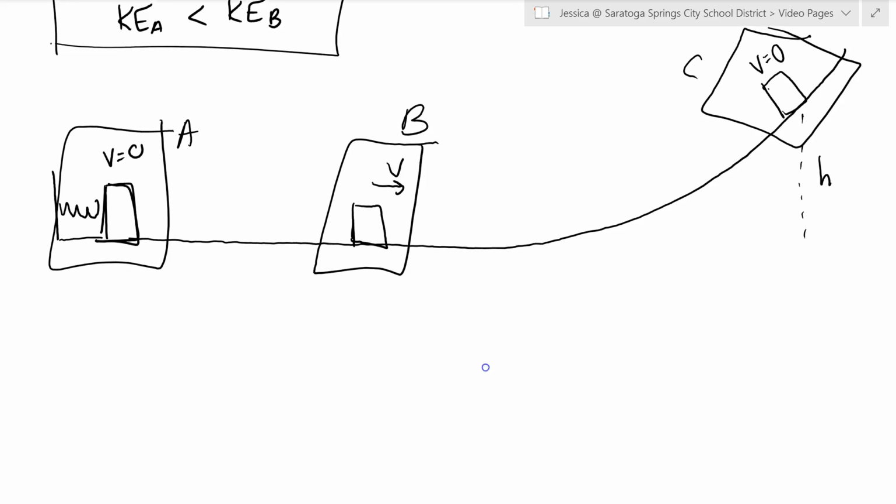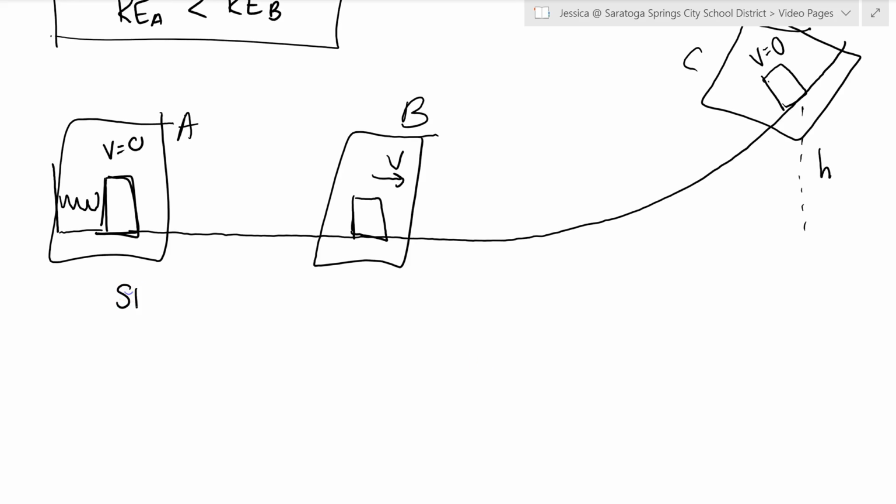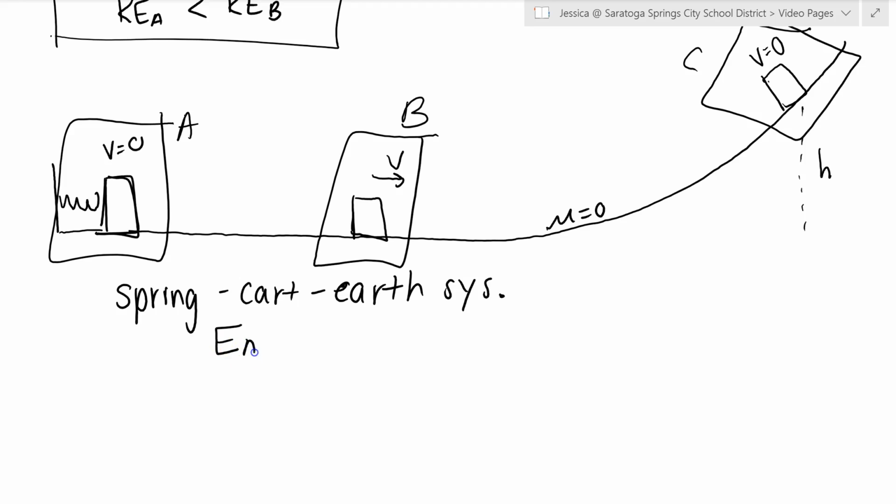Okay. So let's say that we are the spring-cart-Earth system, and this is a frictionless surface. Okay. So if we are the spring-cart-Earth system, then energy is conserved, which means our energy at A has to equal our energy at B, has to equal our energy at C.